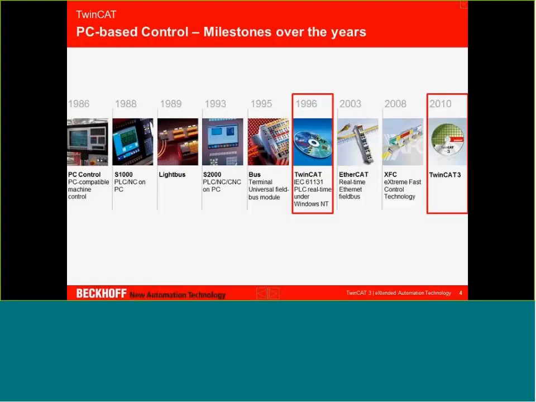So it all started back about 1986 with a more simple industrial PC, and as time goes on, we started to add in some I/O, more software capability, and then in '96 came out with TwinCAT, which is our PLC editor, and added in EtherCAT I/O, some XFC, and then just recently we've released TwinCAT 3, which has some improvements and capability over TwinCAT 2.